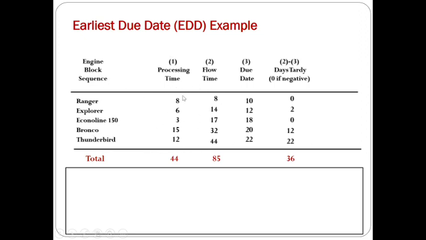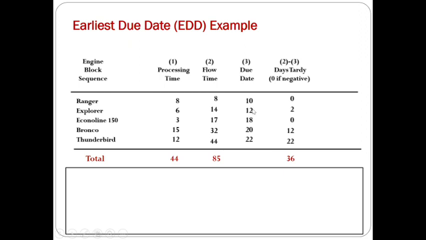By having this, we can easily calculate the flow time, which is 8 for the first one, 8 plus 6, 14. 14 plus 3, 17, 17 plus 15, 32, 32 plus 12, 44. So after calculating this, we can just calculate the total processing time and total flow time like this. And we know the due date for each and every engine block. We rearrange the sequence according to this due date only.